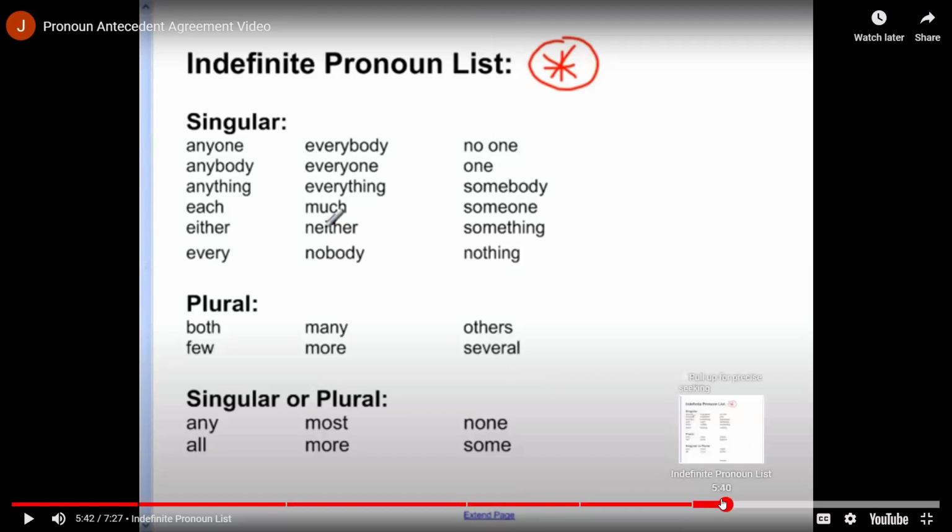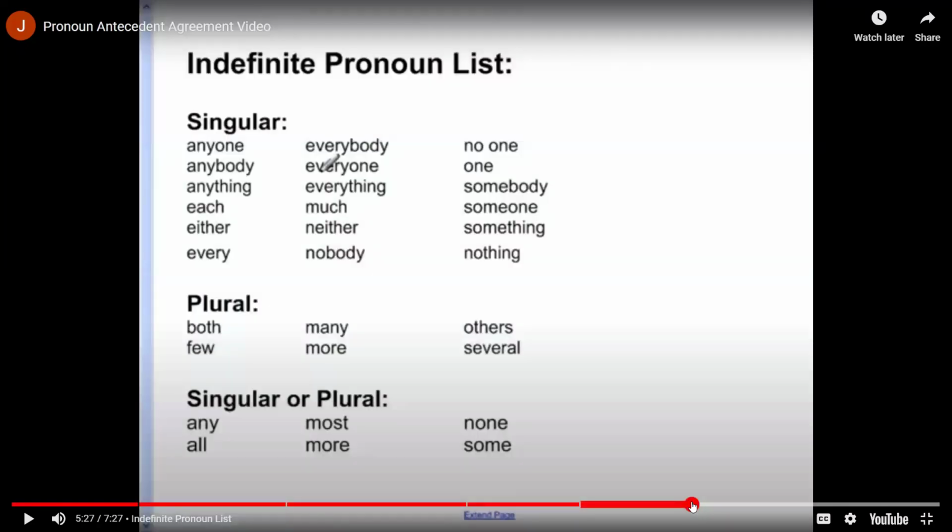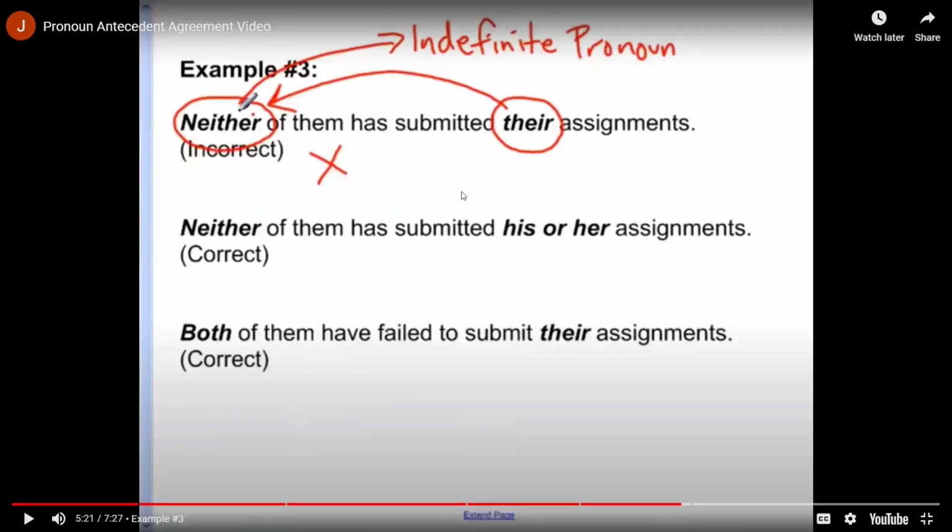The one thing I don't know if he mentions is why it's so tricky. I'm going to kind of pop back here. Okay, if you take a look at their, it seems to match them. The problem is of them is actually more like an adjective phrase describing neither. So that's where it gets tricky.